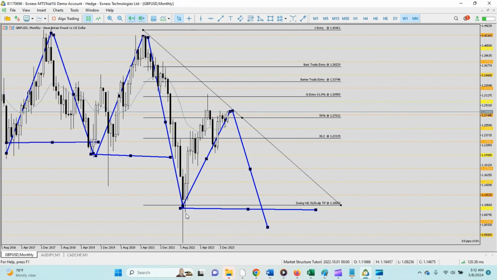If we come to the monthly chart also, you can see that the market broke a structure here. It broke this structure, made a higher high, then made a higher low, then broke this structure, made a higher high, then returned and made a lower low. So we are going to be expecting the market to break this structure to make a higher high.